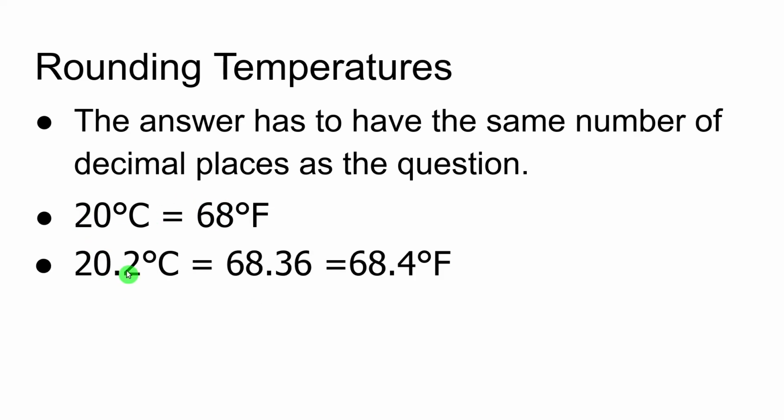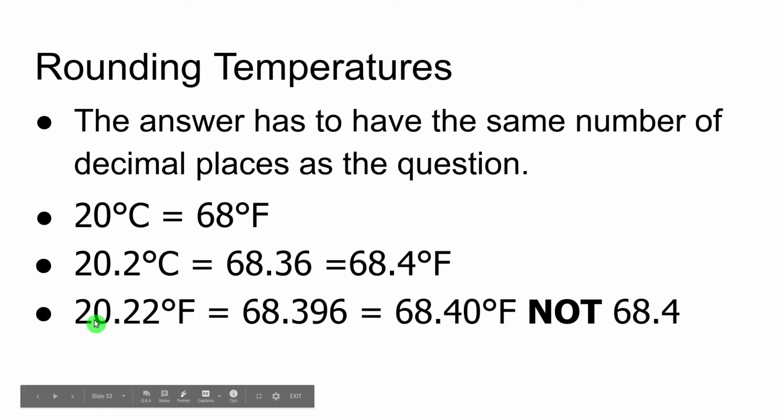If I gave you 20.2, if you convert 20.2 using the formula to convert into Fahrenheit, you get 68.36, but the question had one decimal place. The answer has to have one decimal place. So if it's a 6, you get rid of it and add 1 here. So that would be 68.4 degrees Fahrenheit.